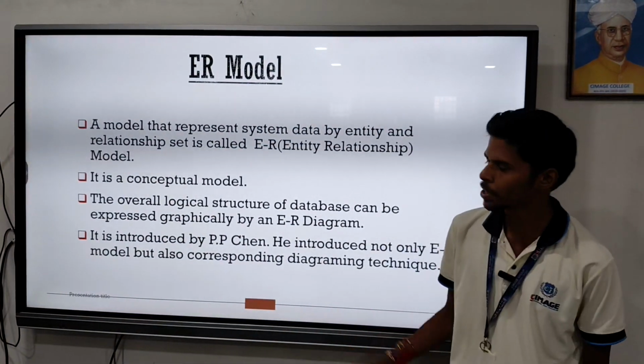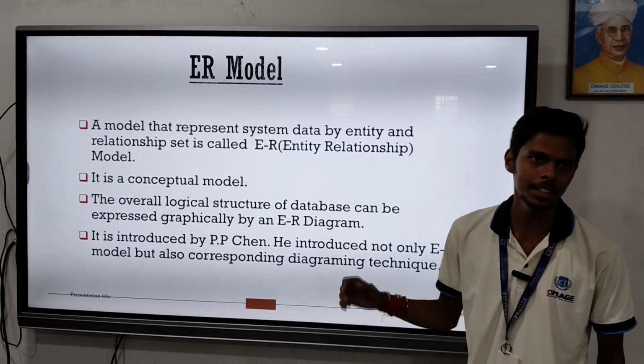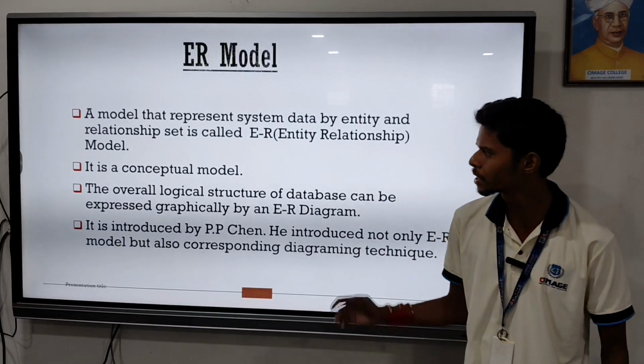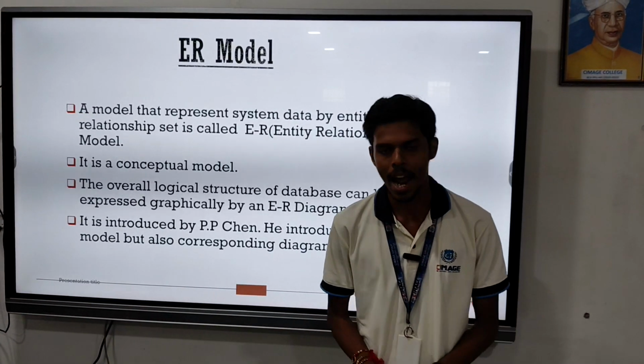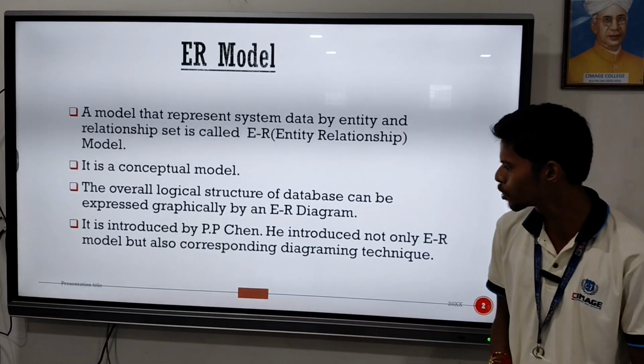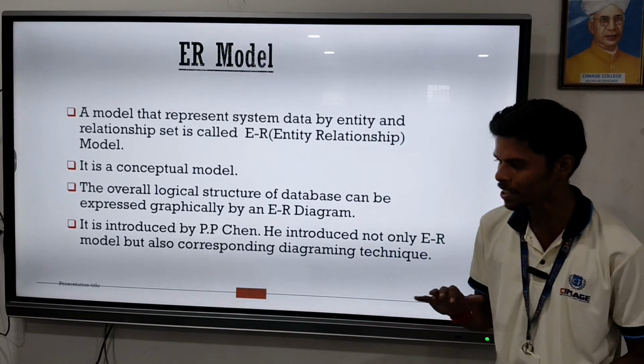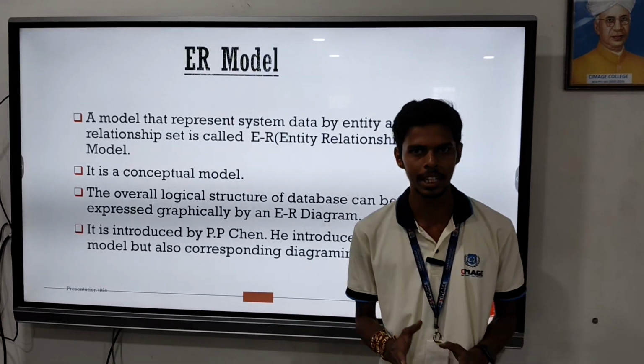Here is a brief description of the ER model. The full form of ER model is entity relationship model. It is a conceptual model, and it was introduced by P. P. Chen, and it describes not only the ER model but also its technique.